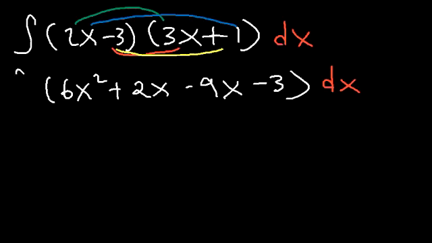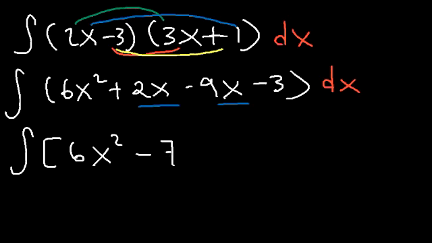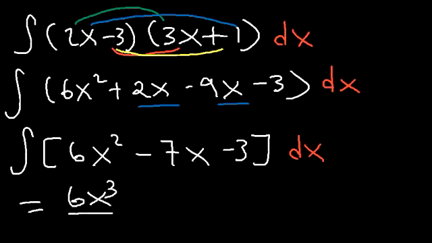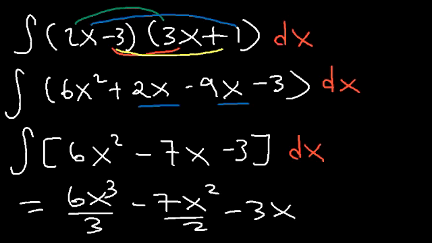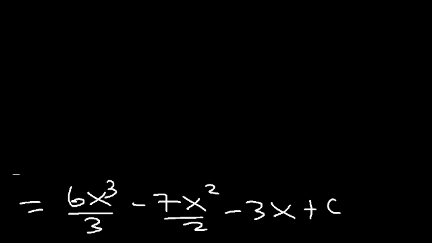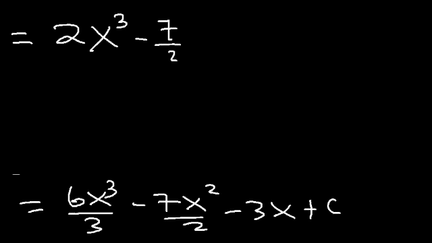Now, before we integrate, let's combine like terms. 2x minus 9x is negative 7x. And now we can find the antiderivative. So it's going to be 6x cubed divided by 3 minus 7x squared divided by 2 minus 3x plus c. And then simplify. So the final answer is 6 divided by 3 is 2, so it's 2x cubed minus 7 over 2 x squared minus 3x plus c.